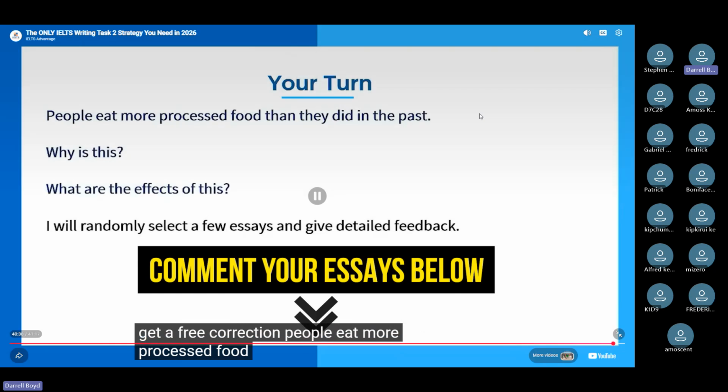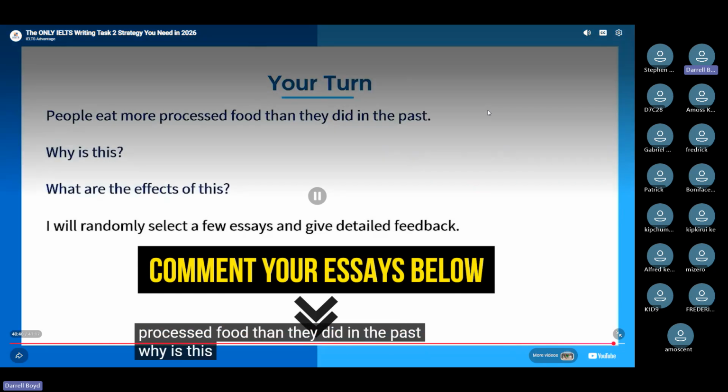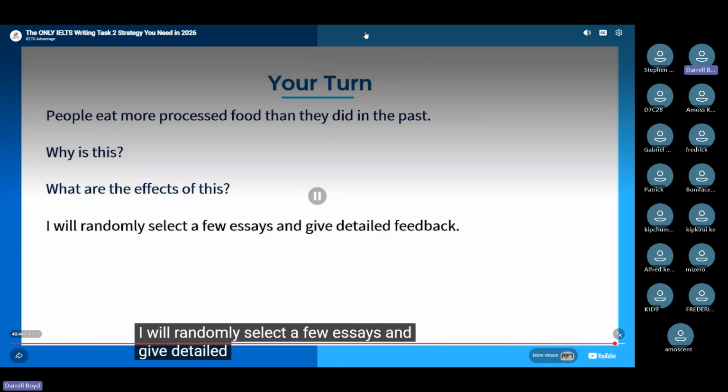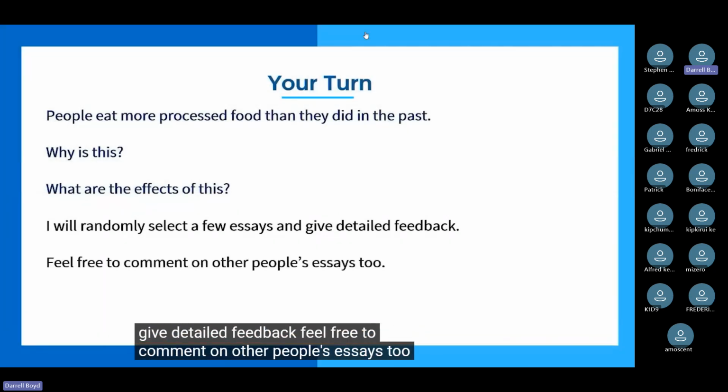People eat more processed food than they did in the past. Why is this? What are the effects of this? I will randomly select a few essays and give detailed feedback. Feel free to comment on other people's essays too. So this will really help you understand the basic principles that we talked about today. And giving other people feedback really helps you learn the material and really solidify what you have learned today.